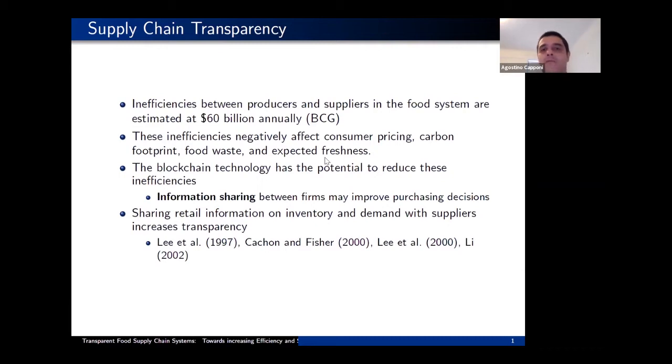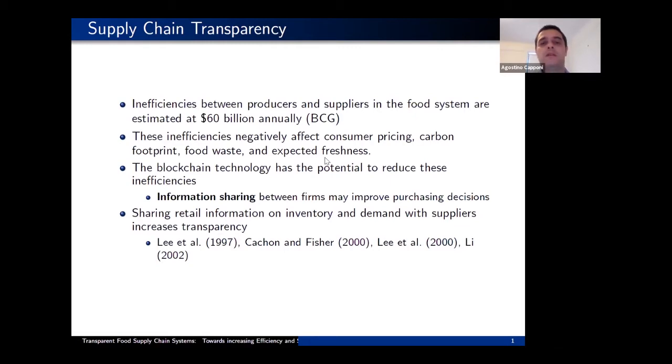Now, the reason why we want to consider the use of blockchain technology is that blockchain might have an impact on the reduction of these inefficiencies because it basically enables information sharing. So we view blockchain as essentially an information sharing platform, which can be used by the firms in order to decide when and how to order, with the objective of improving the decisions on purchases. And sharing this information on inventory and demand between retailers, producers and suppliers has the objective of increased transparency.